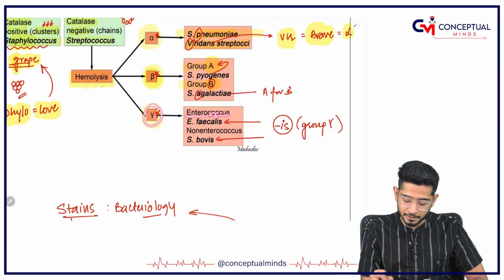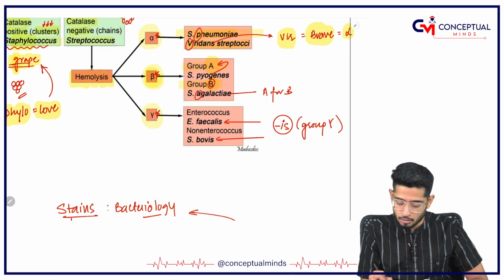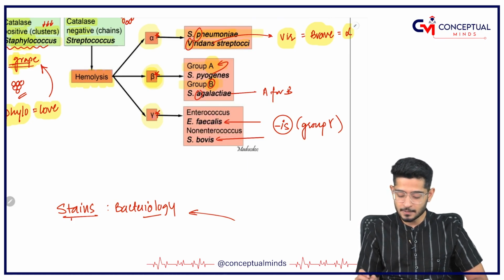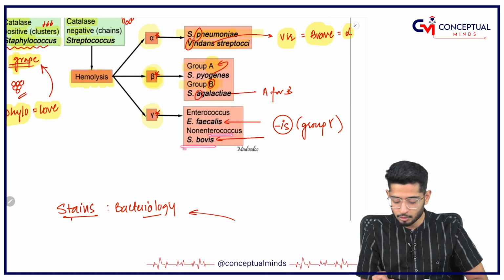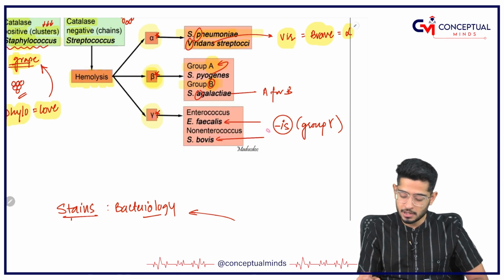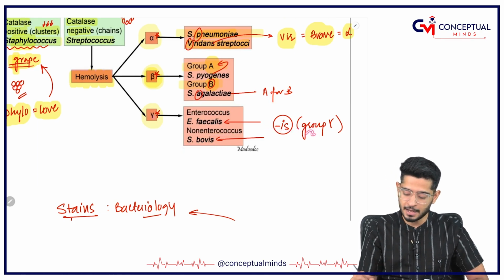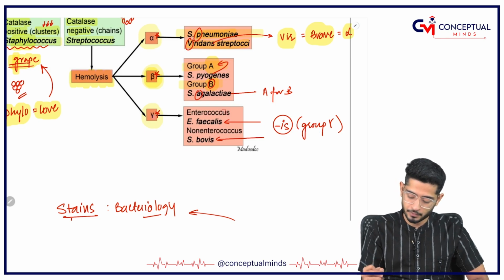Gamma is going to have Enterococcus and non-Enterococcus. Enterococcus is Enterococcus faecalis, non-Enterococcus is Streptococcus bovis. So if the word comes at the end, it is group gamma: faecalis, bovis.